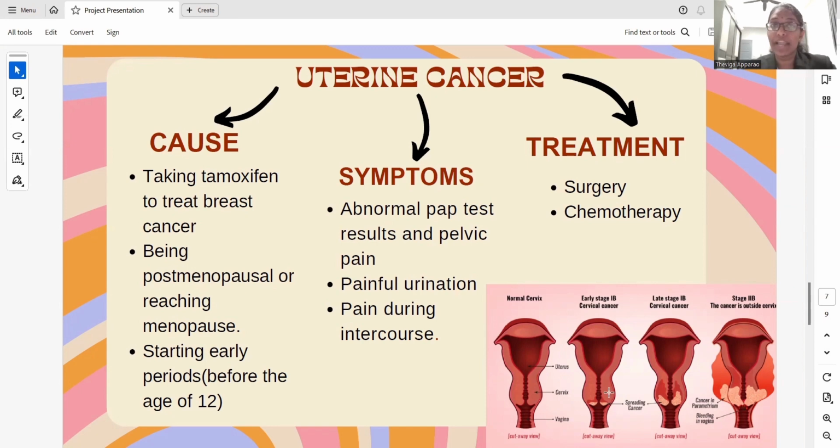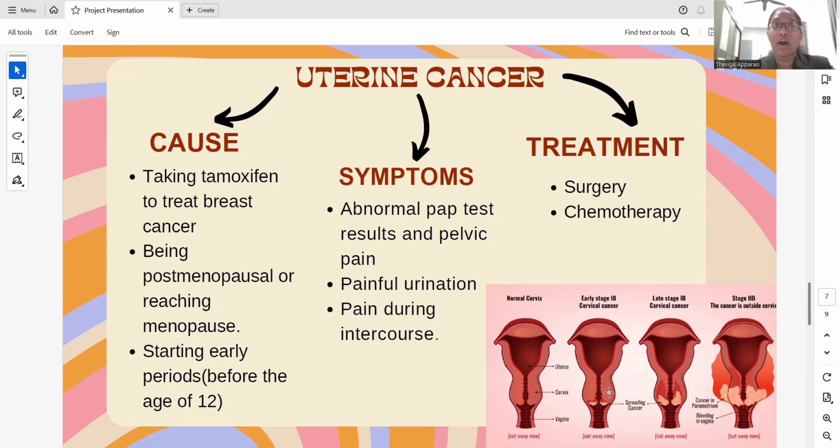Next, let's take a look at the disease which is related with uterus. The most common disease related with uterus is the uterine cancer. Cancer of uterus occurs when abnormal cells develop in the uterus and begin growing out of control. There are two main types of cancer, which are the endometrial cancer and uterine sarcomas. Endometrial cancer begins in the lining of uterus, while uterine sarcomas develop in the myometrium.